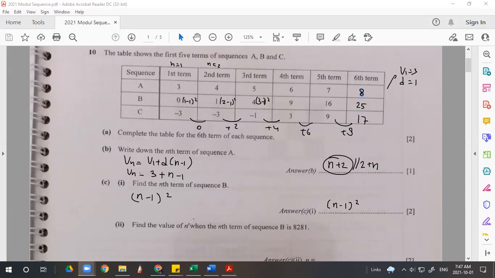Now, find the value of n when the nth term of sequence B is 8281. So Un equals 8281. So 8281 equals n minus 1 bracket square. So how can you do this? I think we simply put radical form on both sides. So just use your calculator. 8281, wait, 91. 91 equals n subtract 1, right? So n will equal to 90. No, 92. Right, that's all.